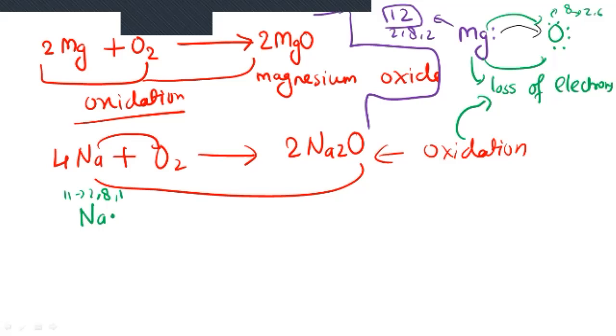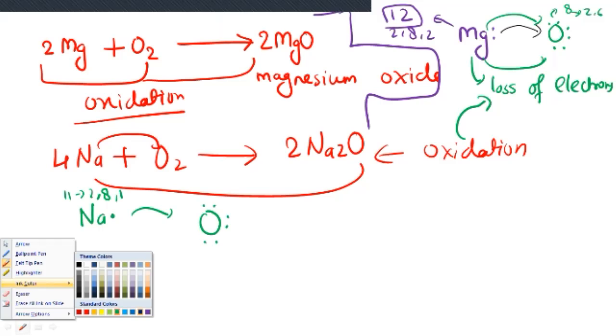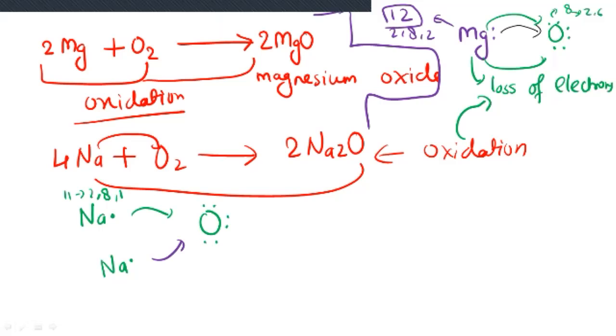And oxygen has valency of 2, so here two Na will come, because two sodiums will be needed to complete the oxygen's octet here. So what is happening here? Just understand, I'm going to say this again. Very carefully understand.